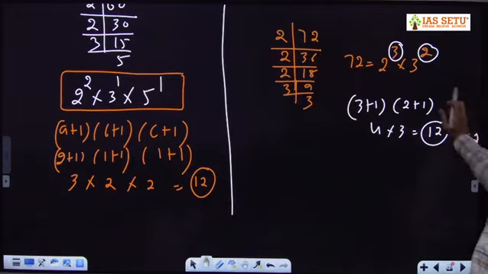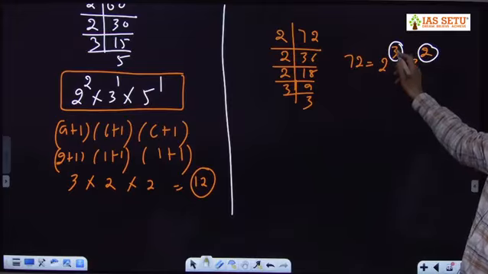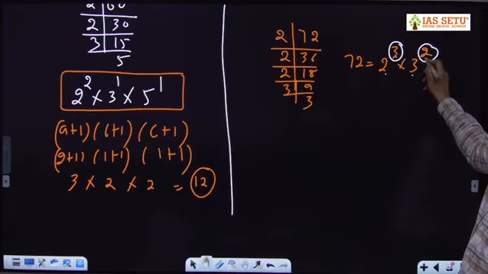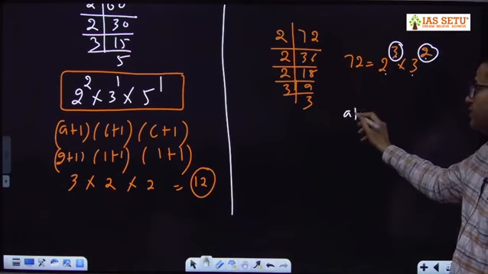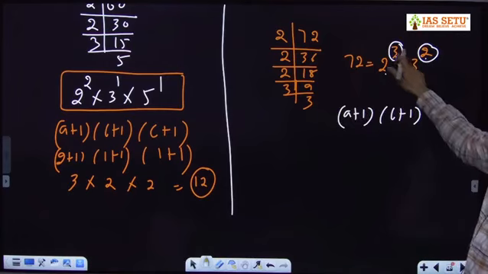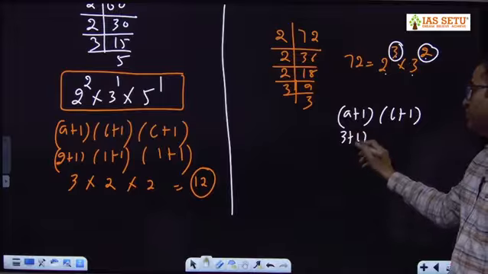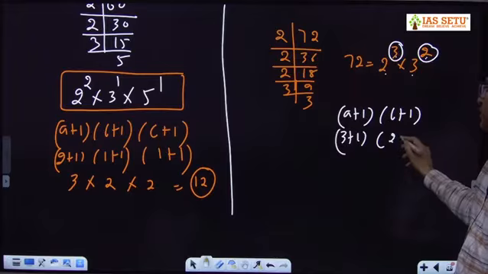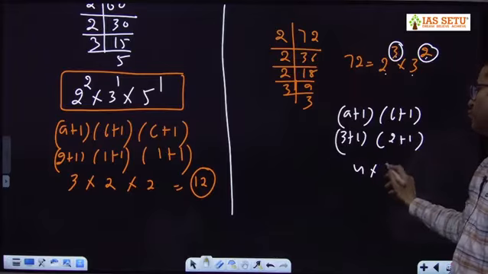I repeat, this is the power. P1 to the power A, P2 to the power B. So (A plus 1) into (B plus 1). So 3 plus 1 will be multiplied with 2 plus 1. So this is 4 into 3.